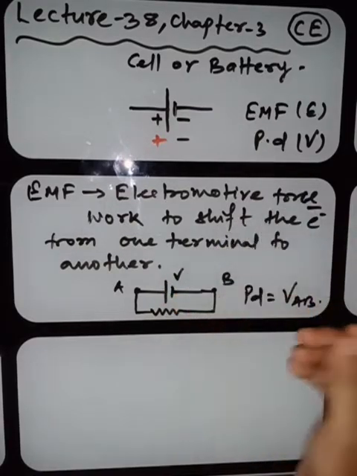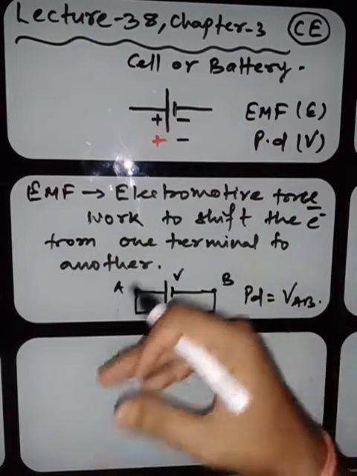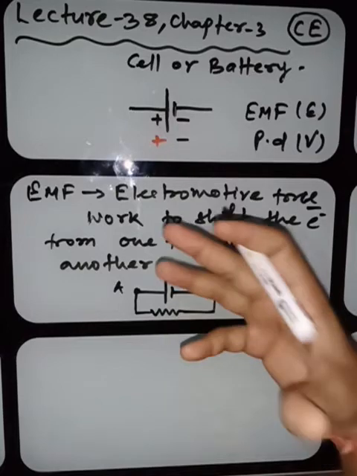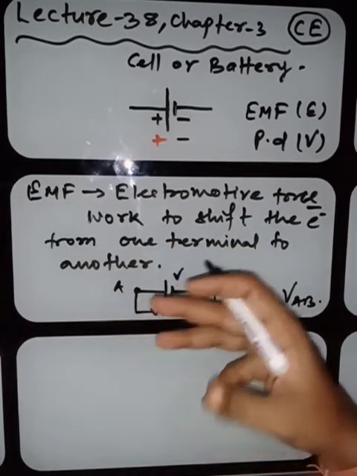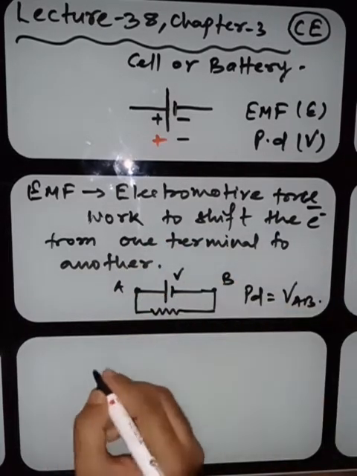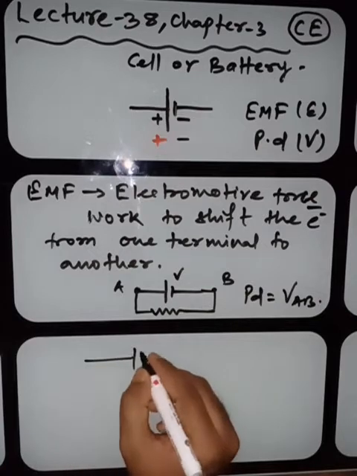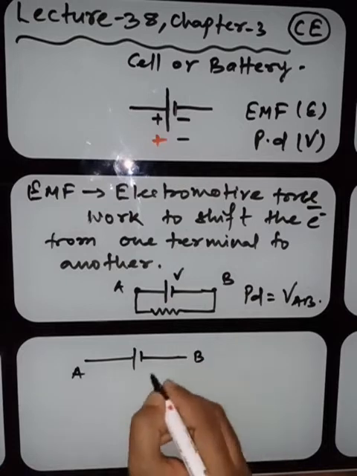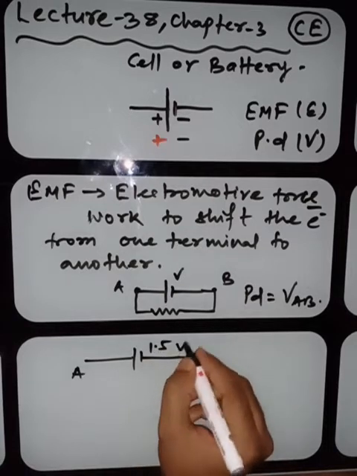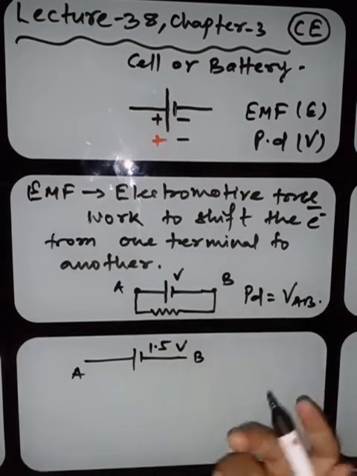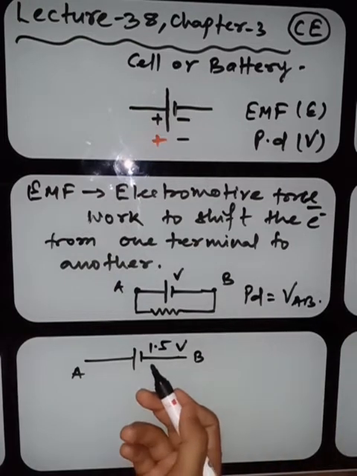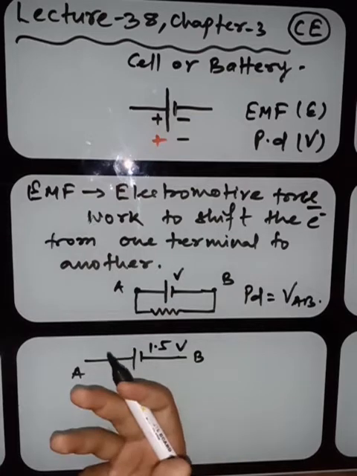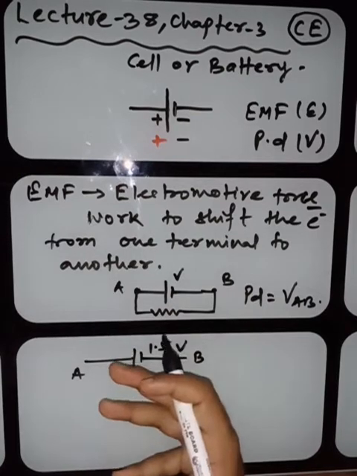If you go to the market to buy a battery, a very important question comes to mind. Suppose this is a battery from the market, with terminals A and B, and it is written 1.5 volt. Is this the EMF or the potential difference? EMF and potential difference both have the same unit, volt, but there is a minute difference between them.